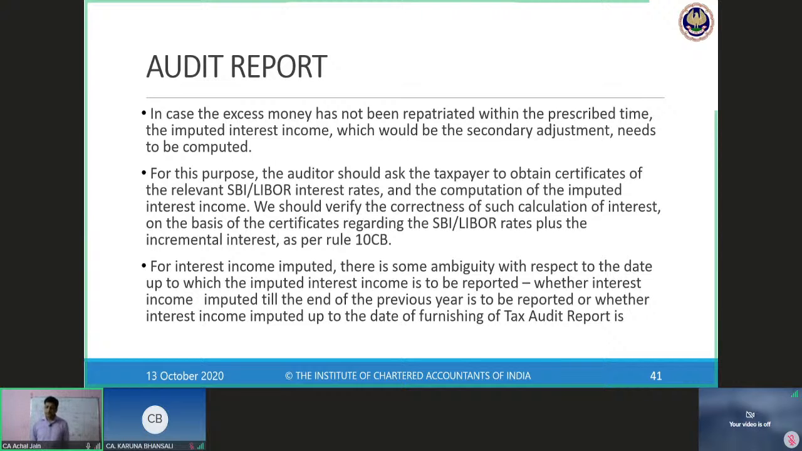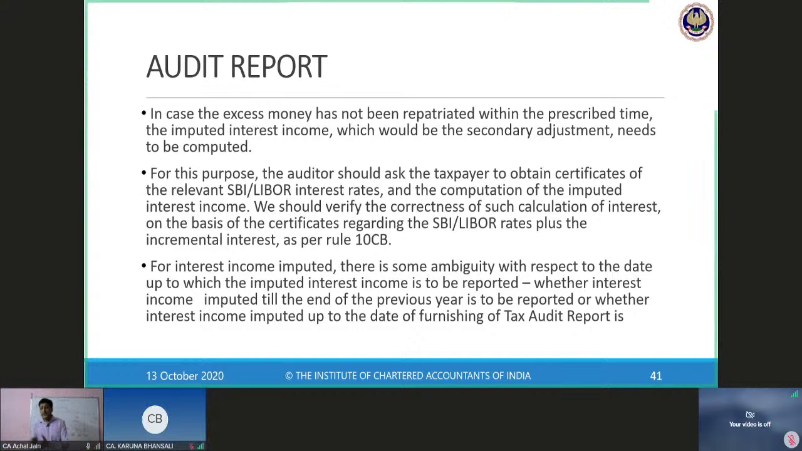Then the auditor should ask the taxpayer to obtain certificates of relevant SBI or LIBOR interest rates and the computation of imputed interest income. He should verify correctness of such calculation of interest on the basis of certificates regarding the SBI LIBOR rates plus the incremental interest as per Rule 10CB.